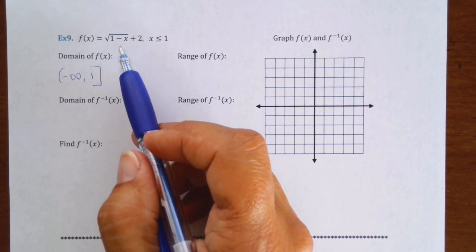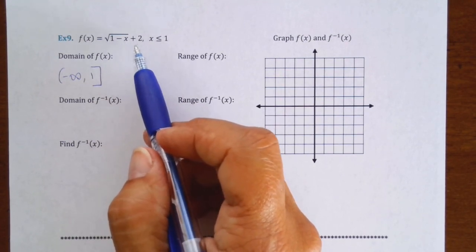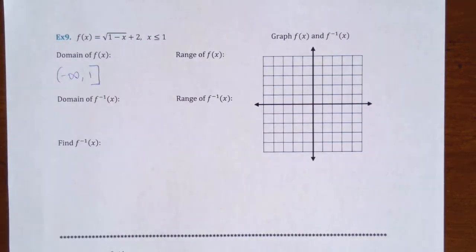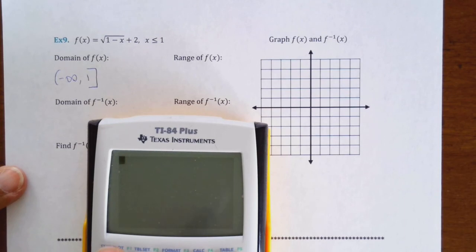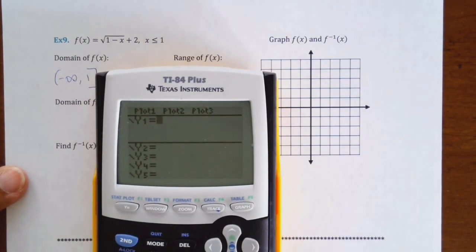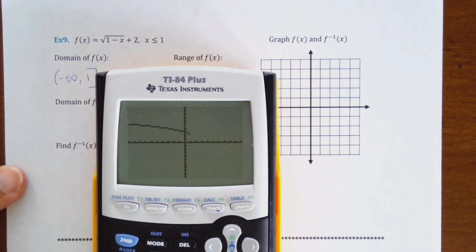So remember our transformations and what happens. This might be one where, because of that minus sign in there, you might want to graph it just to make sure you're okay. So if you put in the square root of 1 minus x, and then get out of the radical and plus 2, I know it's going to reflect, but you might be thinking, I'm not real sure.